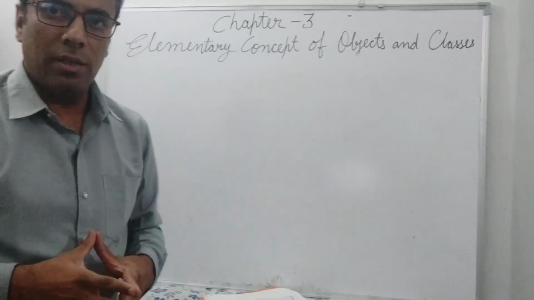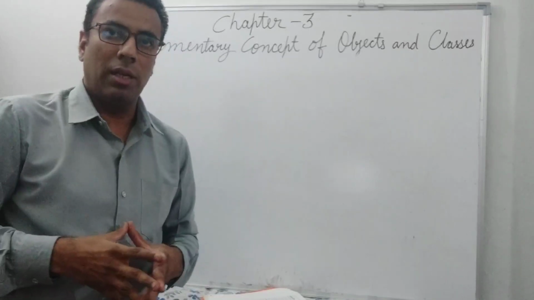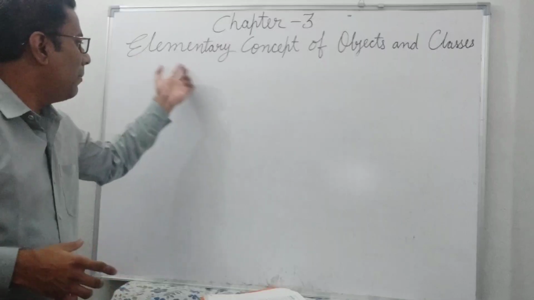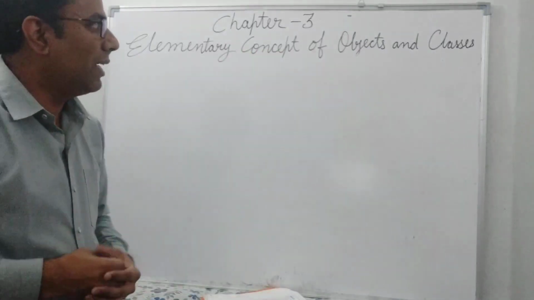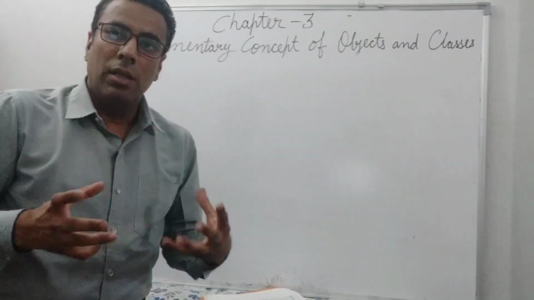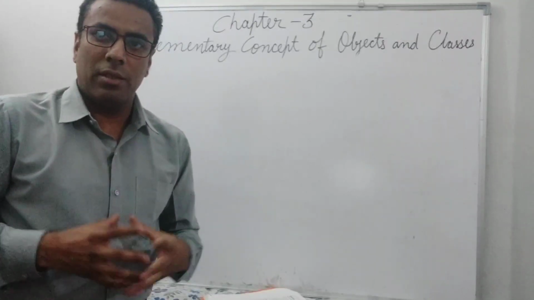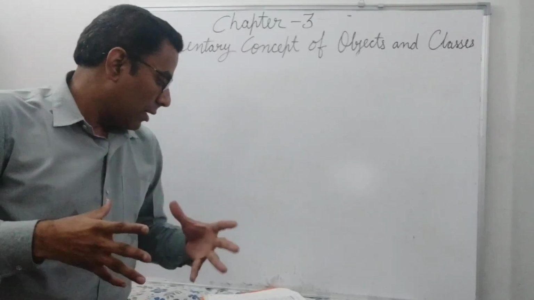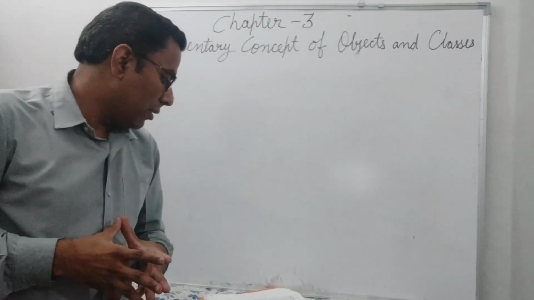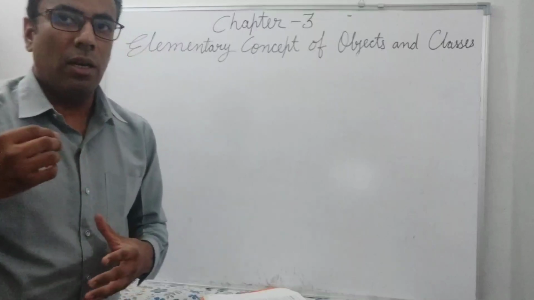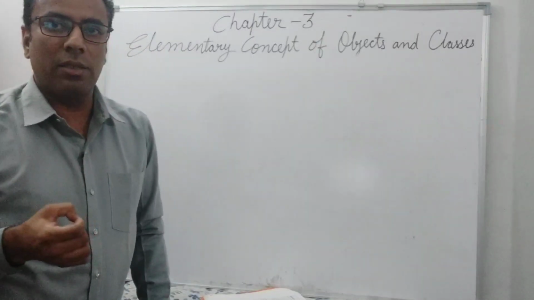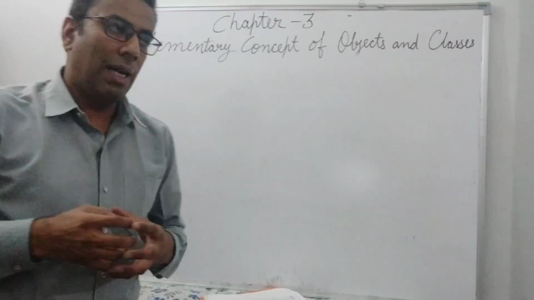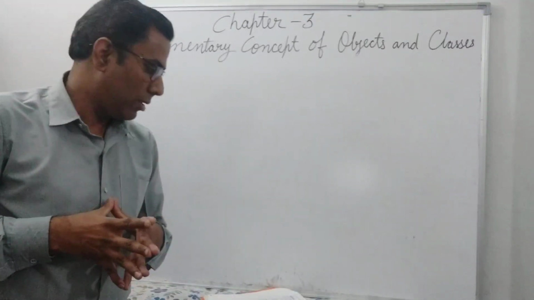In the previous lesson, we completed chapter 2 and today I am starting chapter 3. The name of the chapter is Elementary Concept of Objects and Classes. In this chapter, we will discuss some topics which are class, object, class naming rule, how to declare an object and how to make an object of a class, and class as an object factory, initialization and accessing member functions.